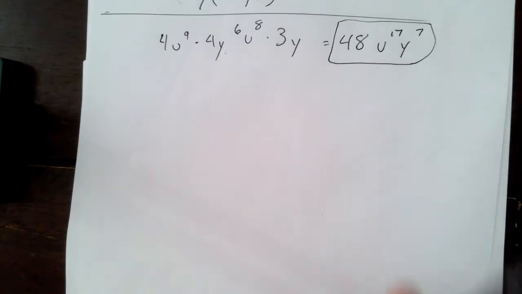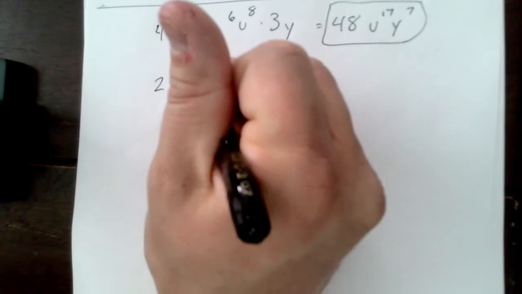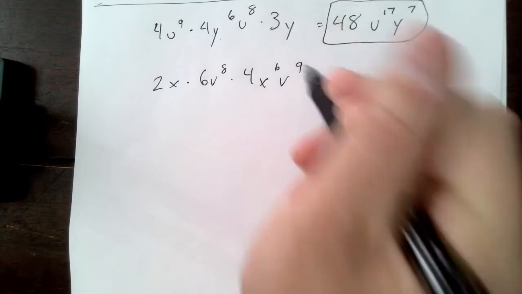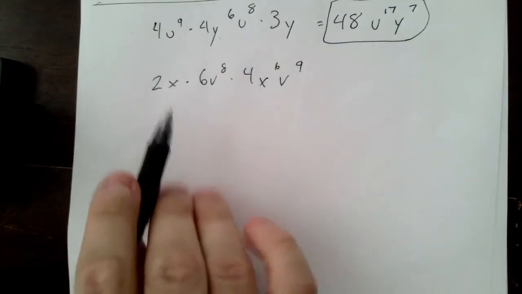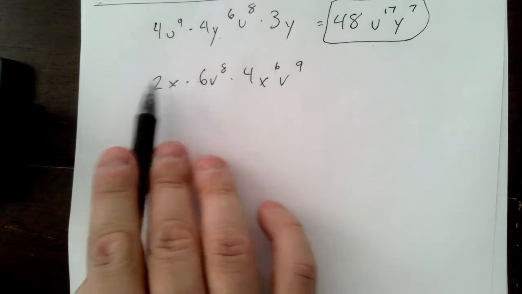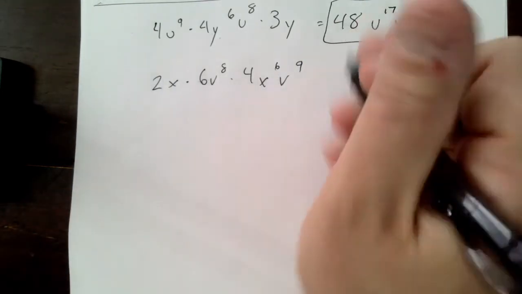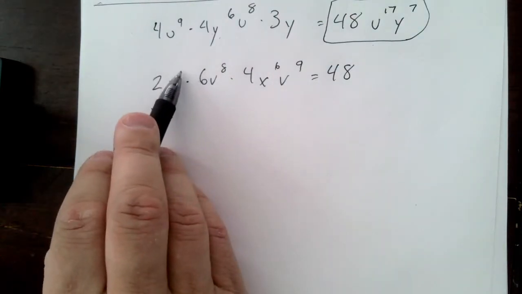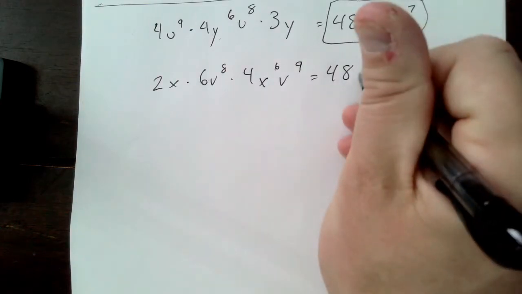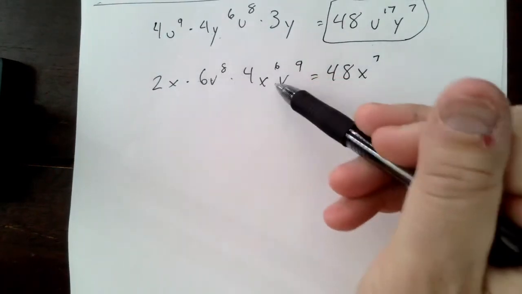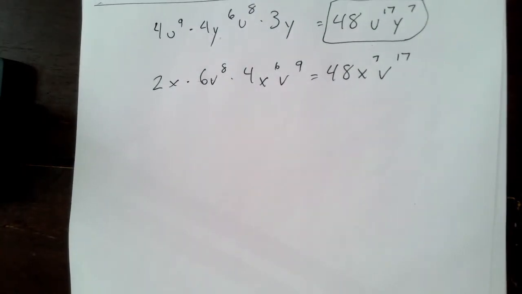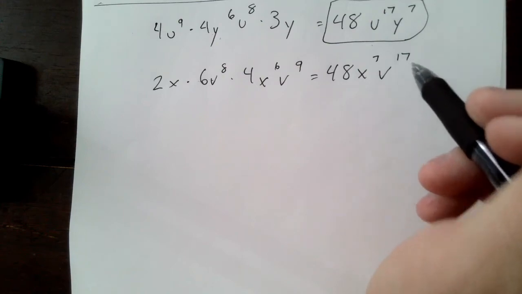So far, so good? Alright, let's do another. If we have 2x times 6v to the 8th times 4x to the 6th v to the 9th. First thing, we're going to multiply all the integers together. So 2 times 6 times 4, once again, is 48. X to the 1st, remember there's always a 1 up here, times x to the 6th is x to the 7th. v to the 8th times v to the 9th is v to the 17th. Almost the same problem as up there. Okay? And that would be your solution.